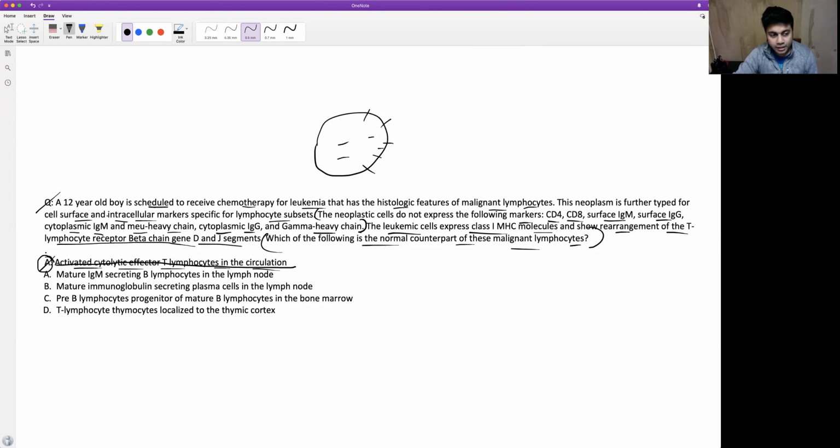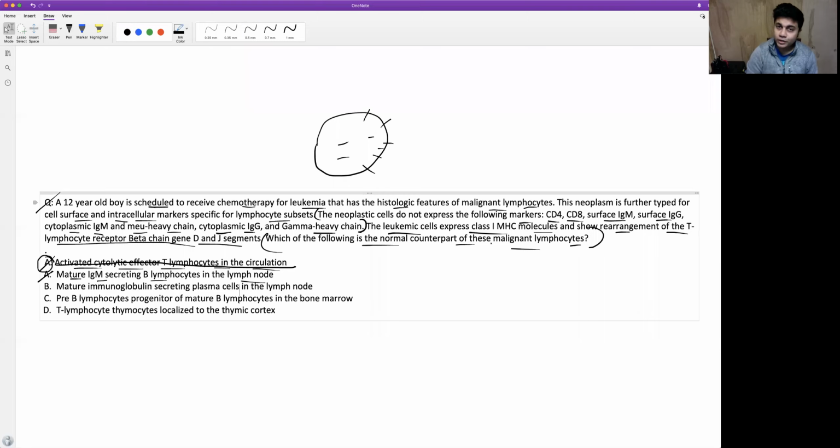Next is option B. It says mature immunoglobulin M secreting B lymphocytes in the lymph node. Of course, this is not a T lymphocyte, right?